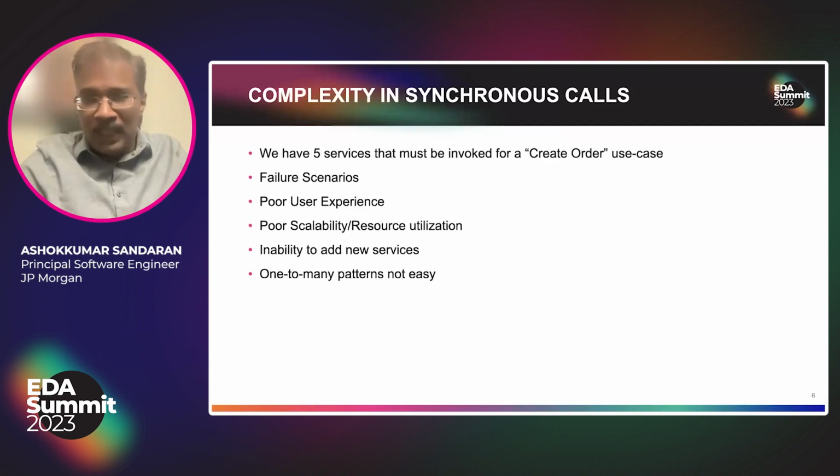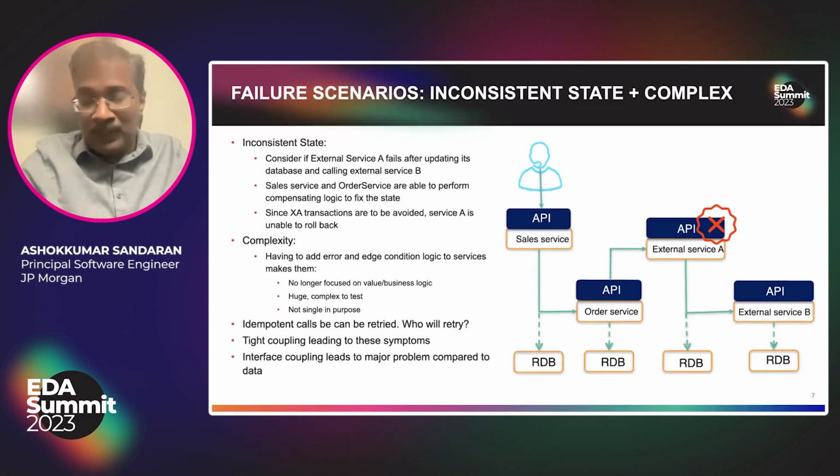But what we have seen over the period is that it is yielding some of these complexities that we are faced with, like failure scenarios, poor user experience, scalability issues, inability to add new services, and also, let's say, if data has to be consumed by multiple consumers, the complexity surrounding that. So let's look into each of these failure scenarios and complexities, and see how the newer architecture will come and solve this problem.